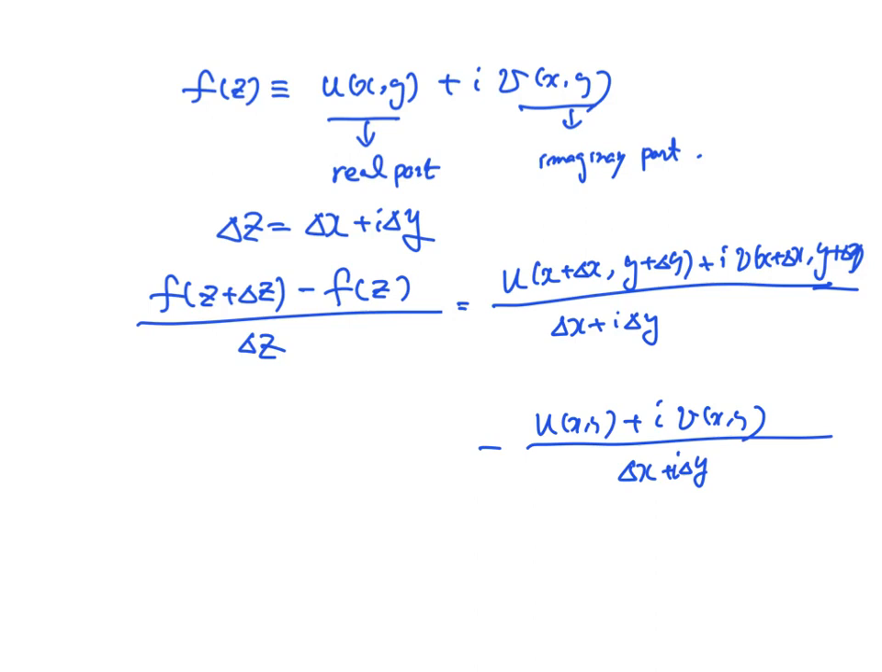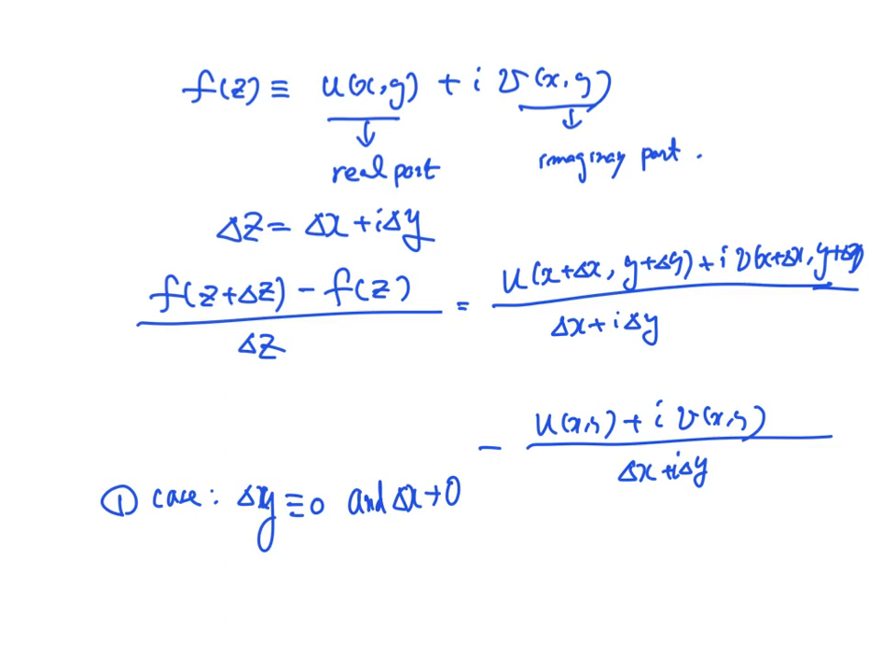So let's consider the two cases. Case 1: delta x is set to 0. Okay, that's the other way around. Delta y is set to 0 and delta x going to 0.